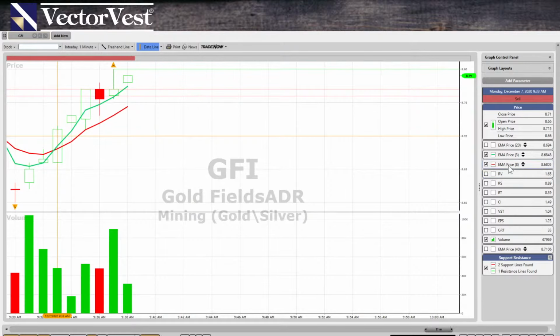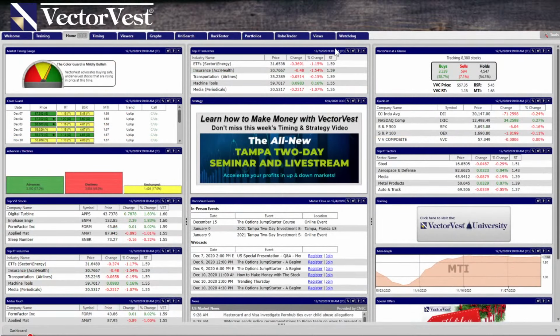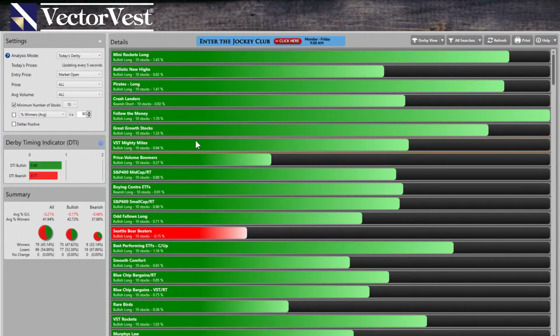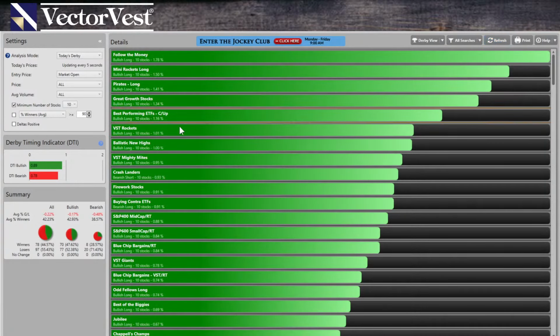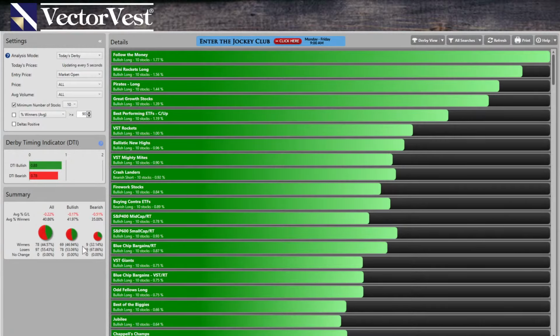And the Derby is bringing all of these types of stocks to the forefront. Let's go back to the Derby. It's bringing all of these stocks to the forefront without, how much work did I have to do? The Derby is doing it for me on its own. Let's do a refresh. What's still up there? Neither DTI is above the value of 1. Neither the bullish nor the bearish searches are giving me a bias.